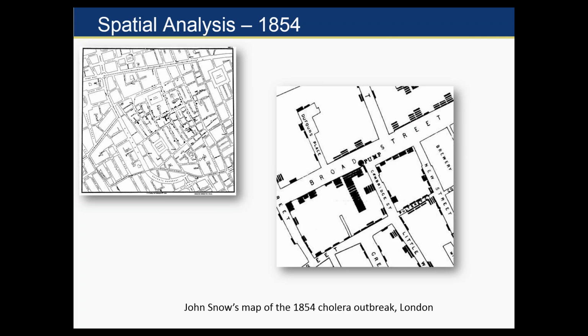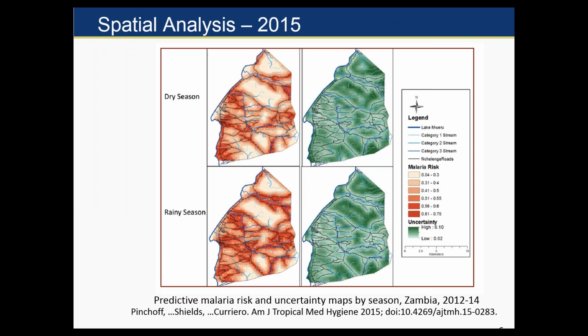Well, fast forward quite a bit of time. I want to show you some projects that we're currently working on here at Johns Hopkins. We have a lot of folks at the school working on malaria. These are malaria risk maps in Zambia in Southern Africa, in a province called Nchelenge.